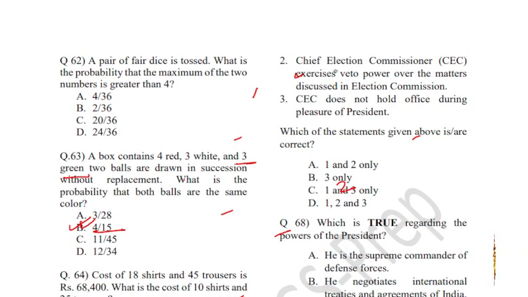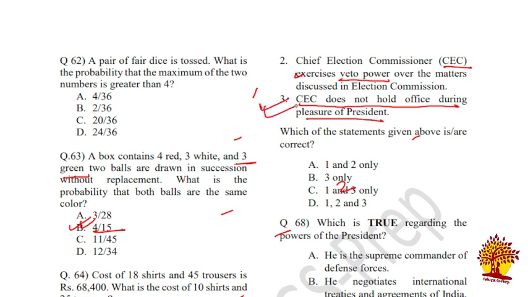Next, second statement. Chief Election Commissioner exercises veto power over the matters discussed in the Election Commission. Then third statement, CEC does not hold office during the pleasure of the President. Here, correct answer is only 3. Only 3 is the right answer.